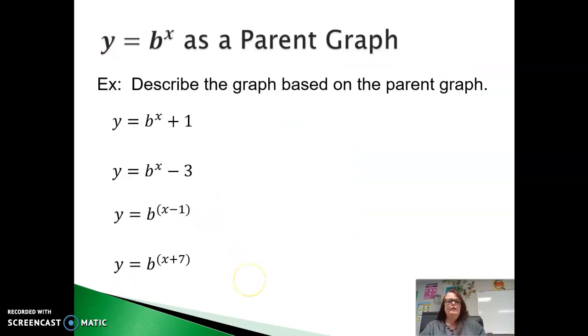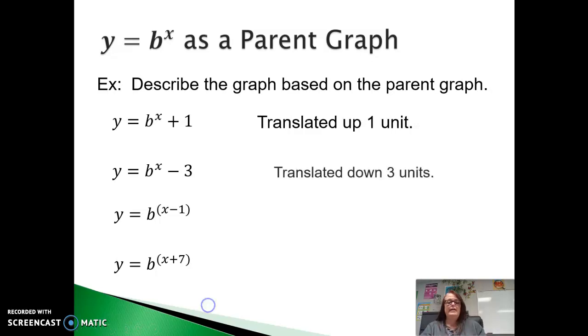All right, so then we want to be able to describe the graph based upon the parent graph. So if we look at this first one, we've got +1 outside of the exponent, so that's a vertical change. So that means we would translate up 1 unit. This one has -3 on it, and so again, it's outside of the exponent, and so that means it's a vertical change, so that would be translated down 3 units.